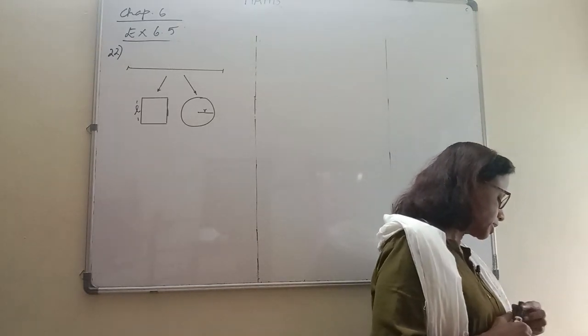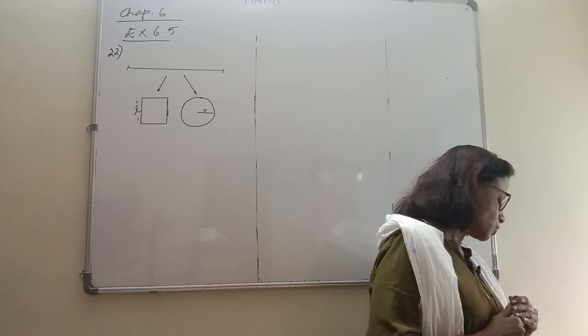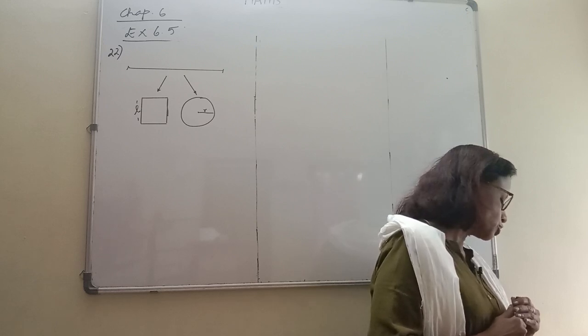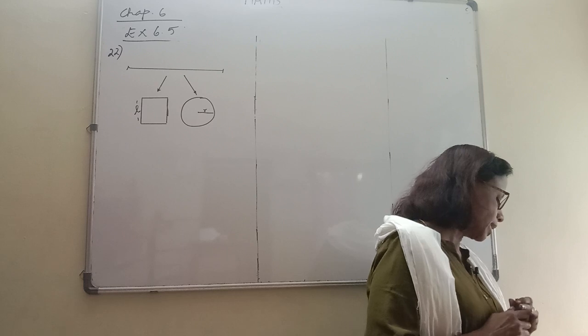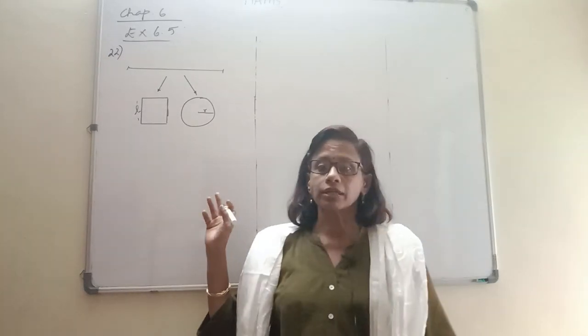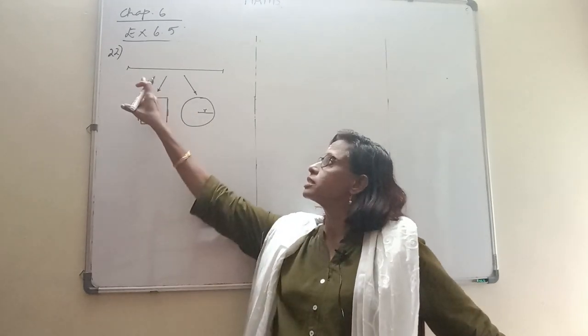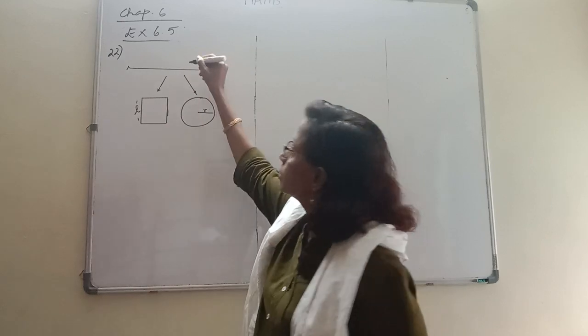A wire of length 28 meters is to be cut into two pieces. One of the pieces is to be made into a square, another is to be made into a circle. What should be the length of the two pieces so that the combined area of the square and the circle is minimum? I've tried to put that question up as a figure over here. There is this wire, and this wire has length 28 meters.